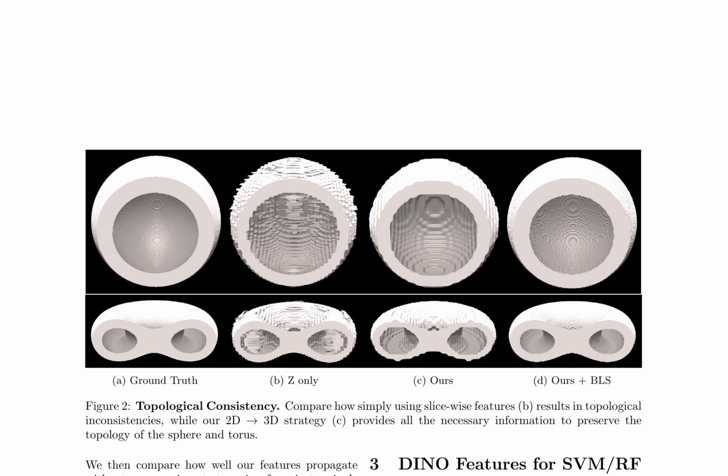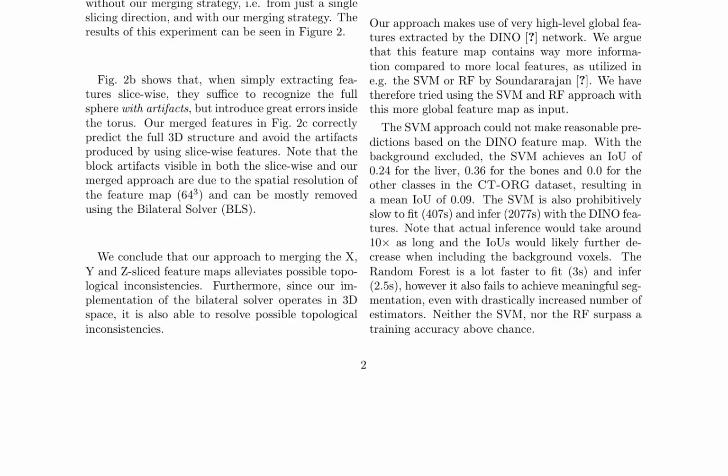High-level global features extracted by the Dino network are used as input to support vector machines, SVM, and random forest, RF, classifiers. Unlike local features used in previous work, the Dino feature map contains more information. However, the SVM approach fails to make reasonable predictions, achieving low intersection over union, IOU, scores of 0.24 for the liver, 0.36 for the bones, and 0.0 for other classes in the CTORG dataset, resulting in a mean IOU of 0.09.